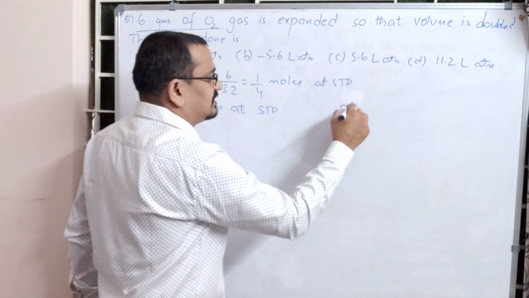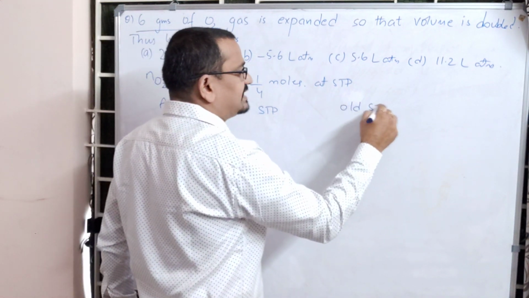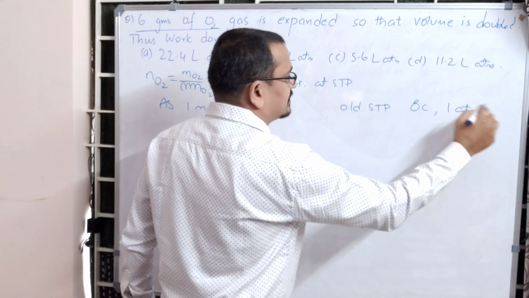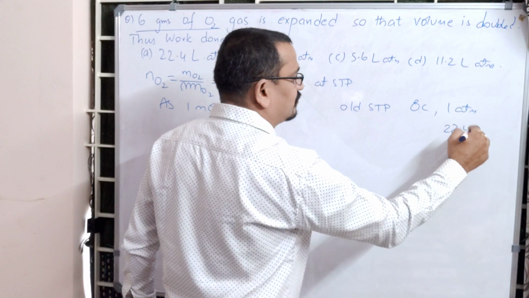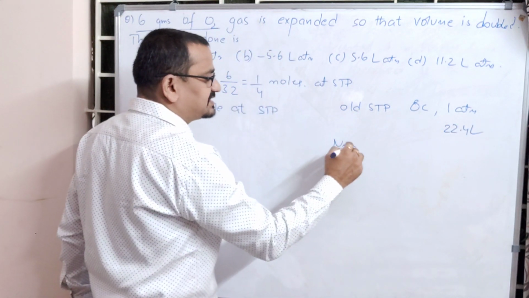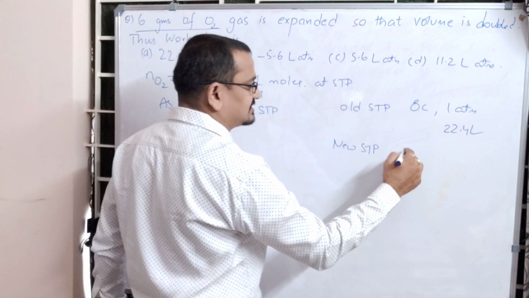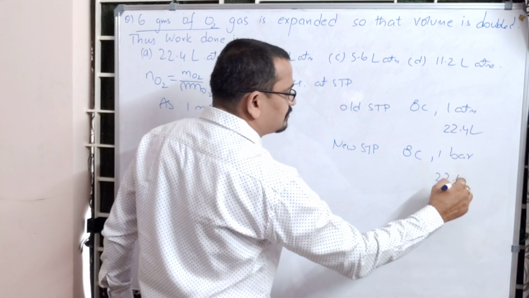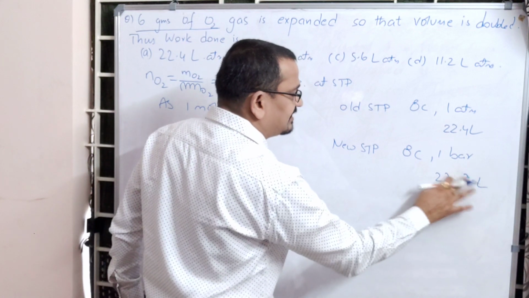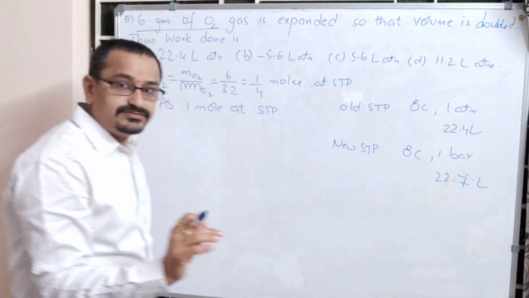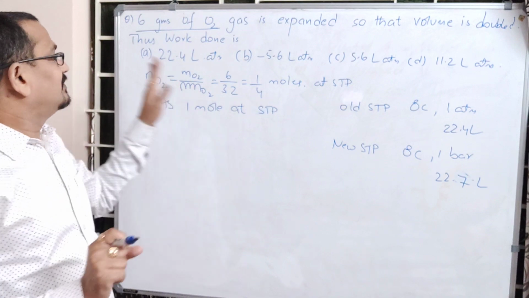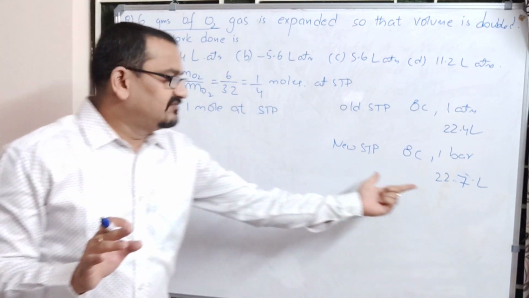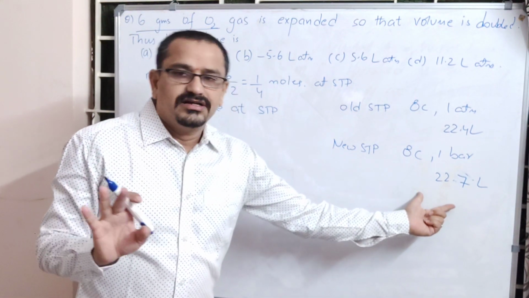See, once again I am repeating that one. Old STP conditions are 0 degrees Celsius and 1 atmospheric pressure, whose molar volume is 22.4 liters. New STP conditions according to IUPAC are 0 degrees Celsius and 1 bar pressure, whose molar volume is 22.67 liters, that is simply given as 22.7 liters. We have to remember old and new. Now in NCERT based examinations, volume will always be given in accordance with 22.7 liters.